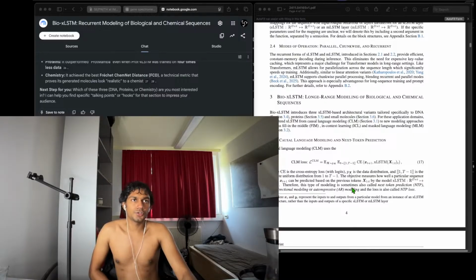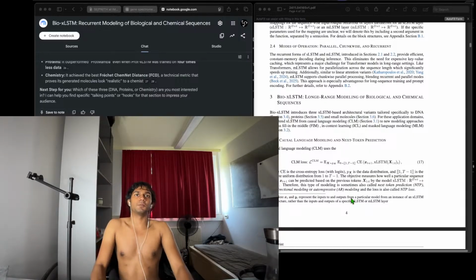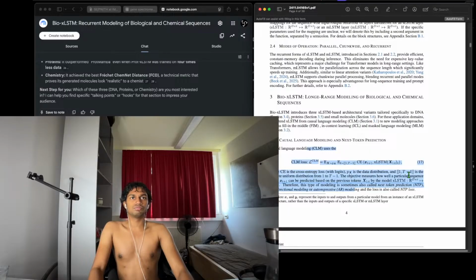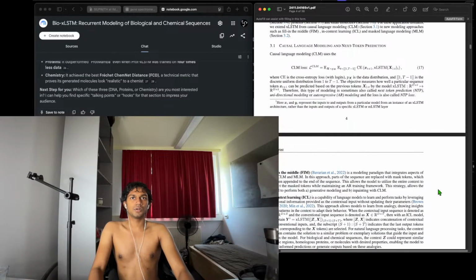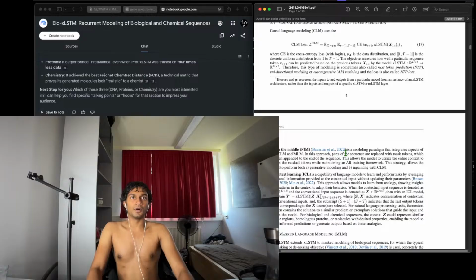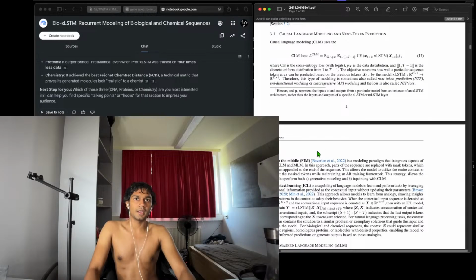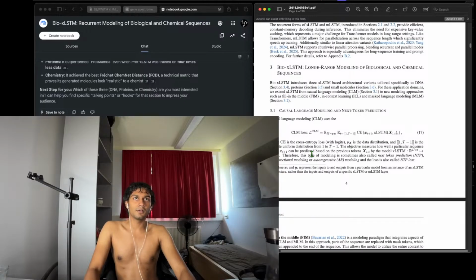The objective measures how well a particular sequence can be predicted based on the previous tokens by the model. Fill in the middle is a modeling paradigm that integrates aspects of both CLM, causal language modeling, and MLM. Middle, what is middle? Masked language modeling.